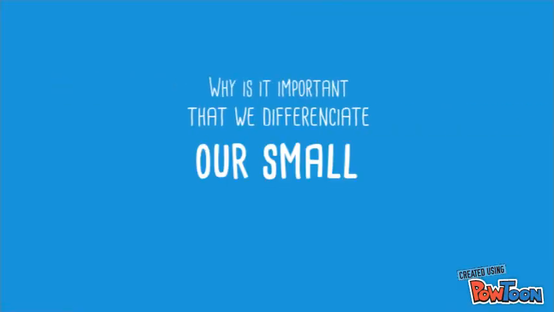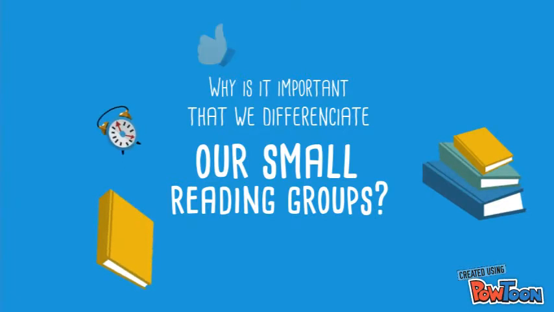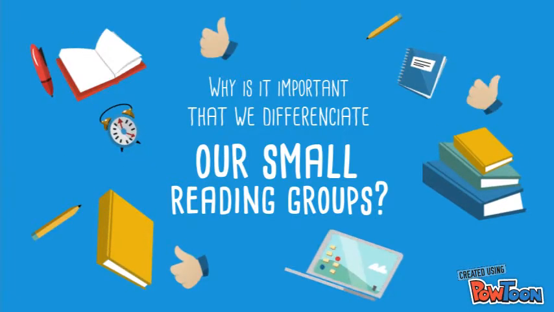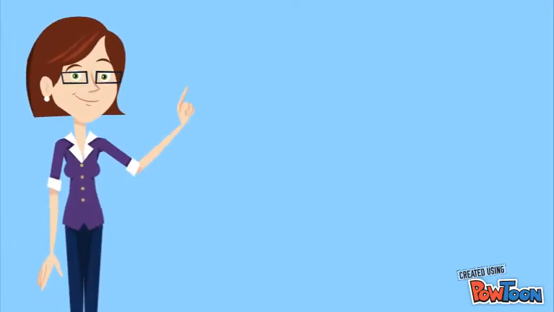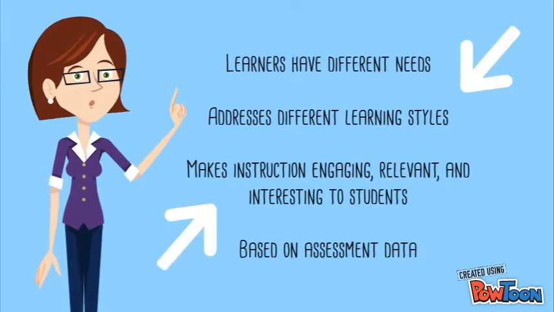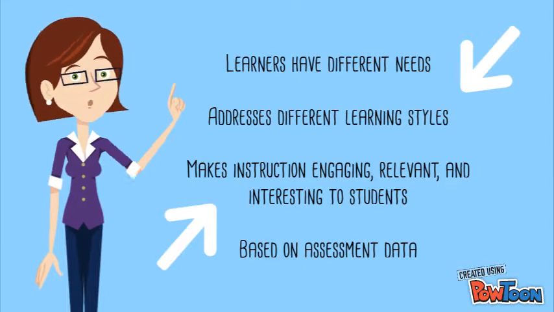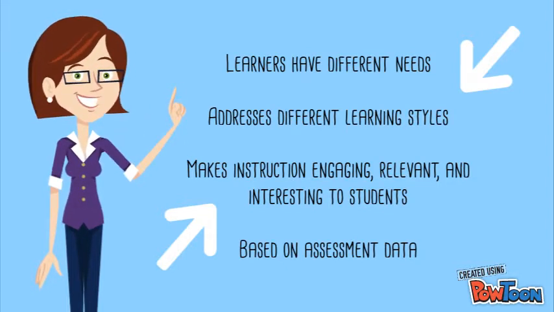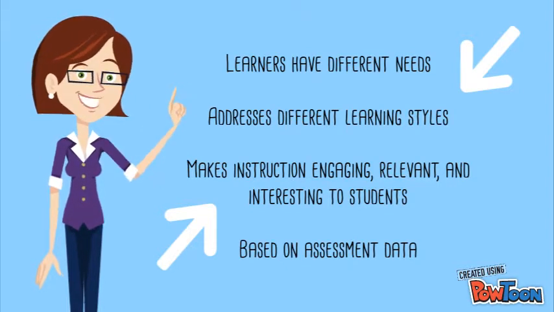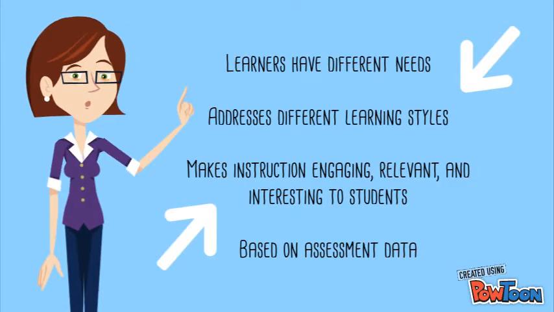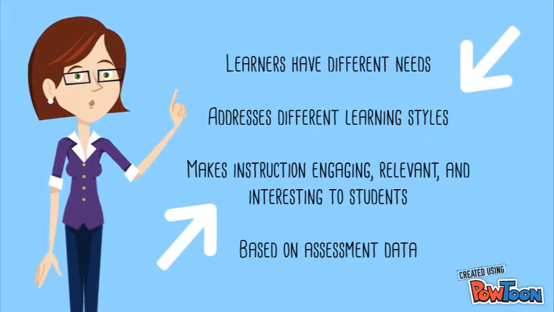Why is it important that we differentiate our small reading groups? Learners have different needs. We have students of all levels and backgrounds, and it allows us to teach them in ways that meet their unique needs. It addresses different learning styles. There's no one-size-fits-all approach to education. It makes instruction engaging and relevant and interesting to our students, and you must be constantly assessing students to be able to appropriately group them for differentiated instruction.